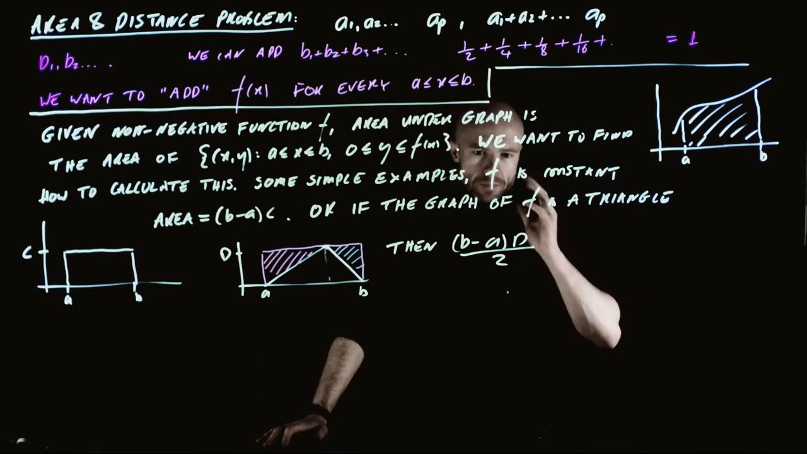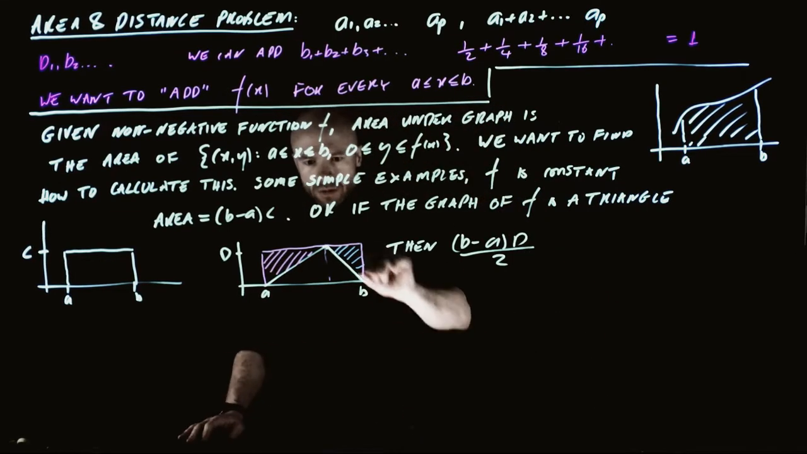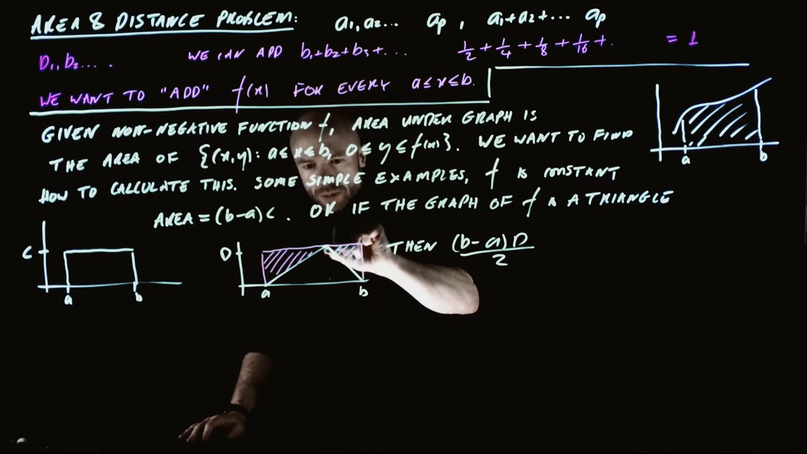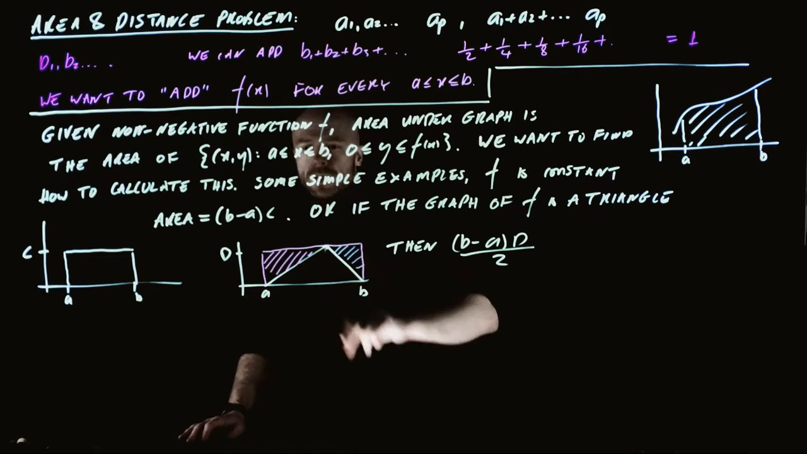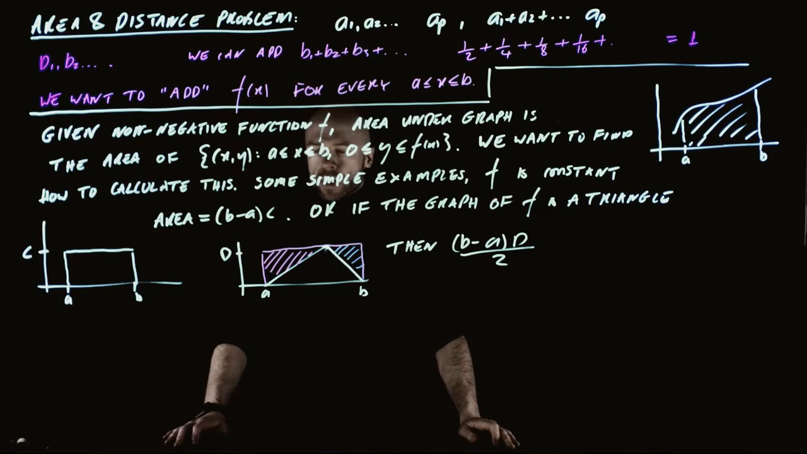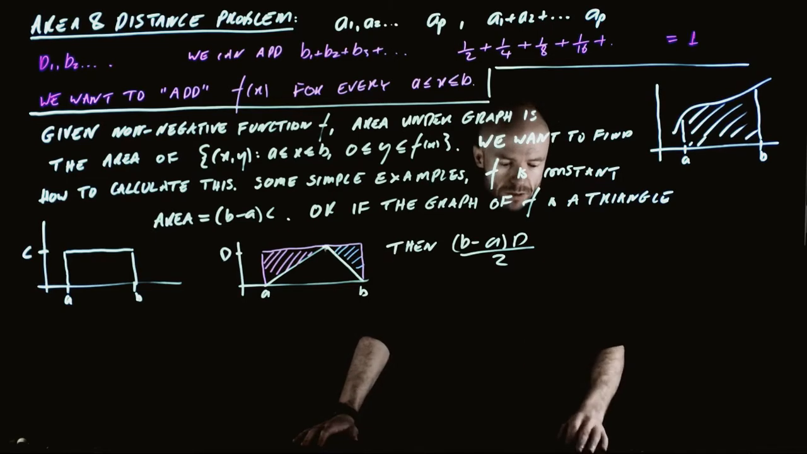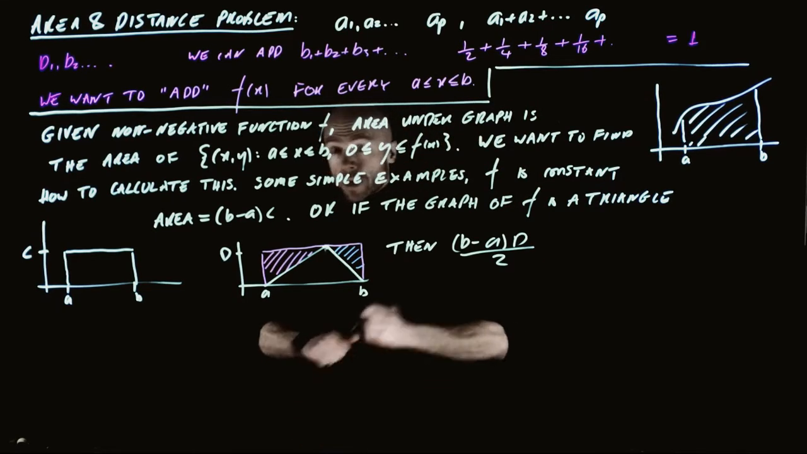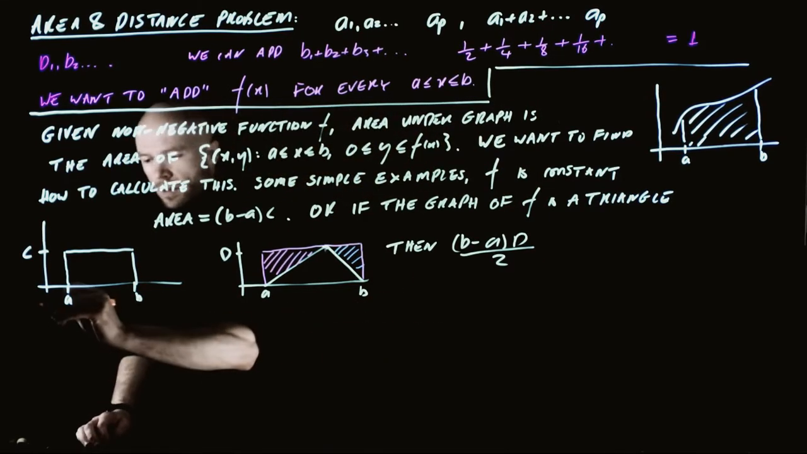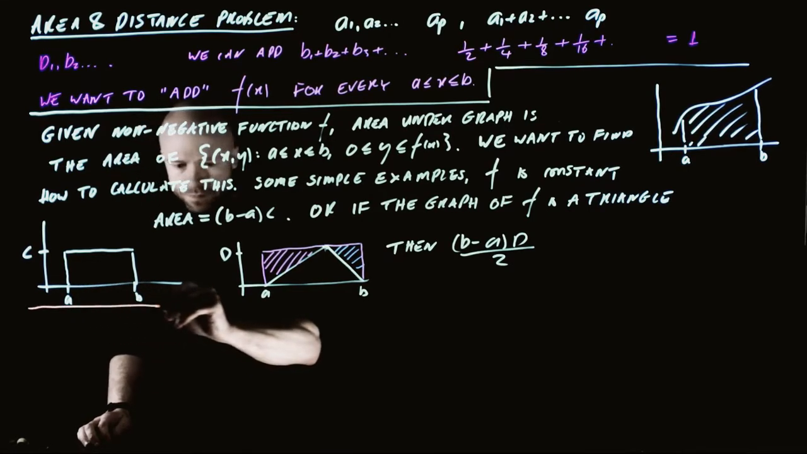But those are pretty much the only really easy examples we can figure out, right? So if we have a more general function f, we have a problem. We can't do this in such a simple way. So we are going to have to be a lot smarter.